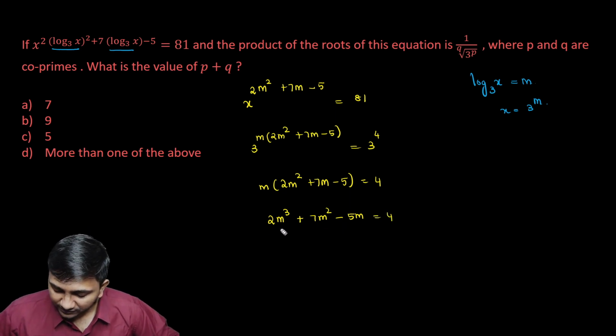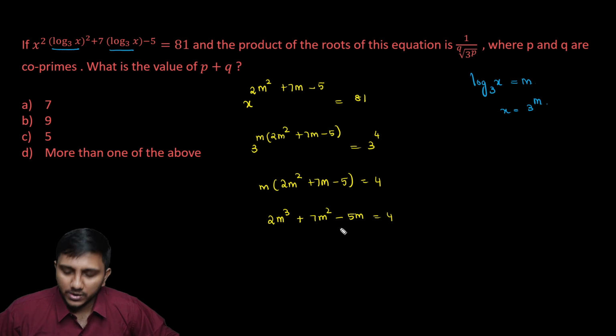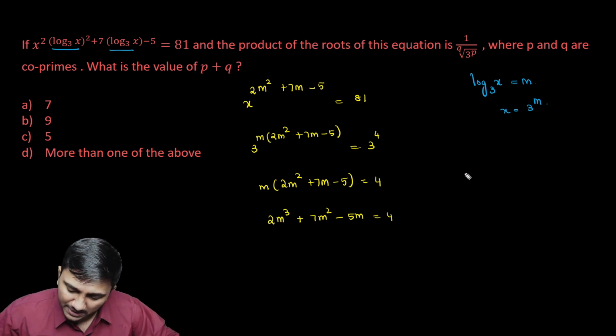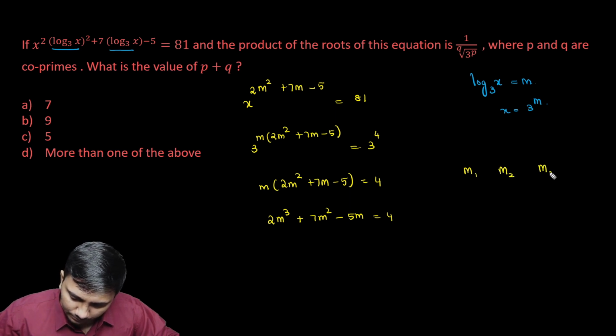Now this could have 3 values for m, as it's a cubic equation. When I try to find out the roots, I could get 3 different values for m. There could be identical values also, but I'll get 3 roots here. So let me take the 3 values as m1, m2 and m3.